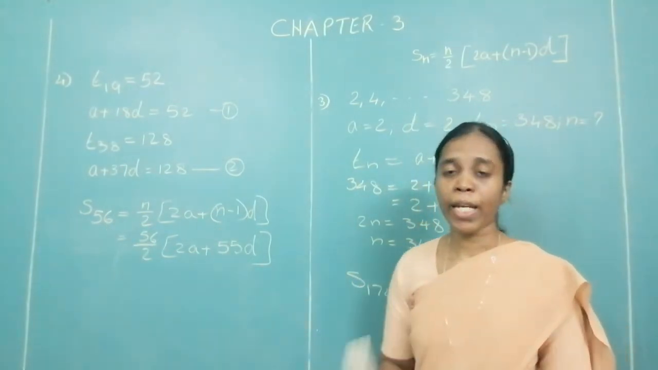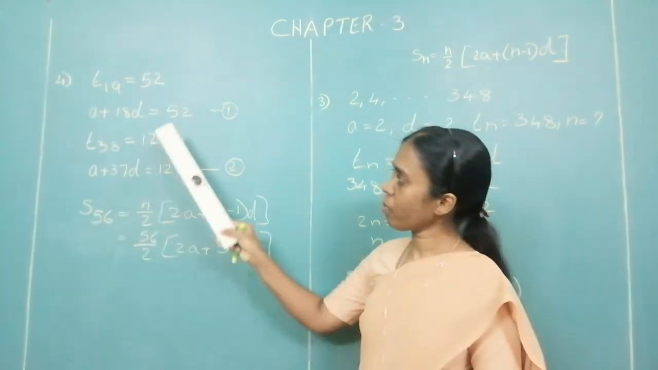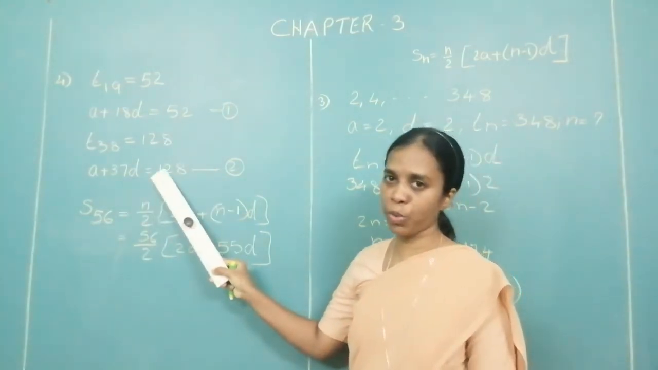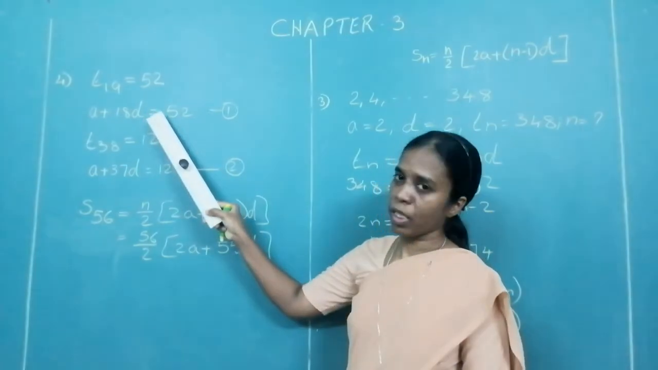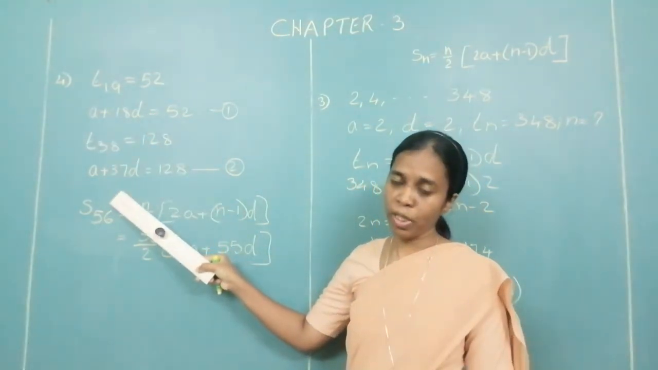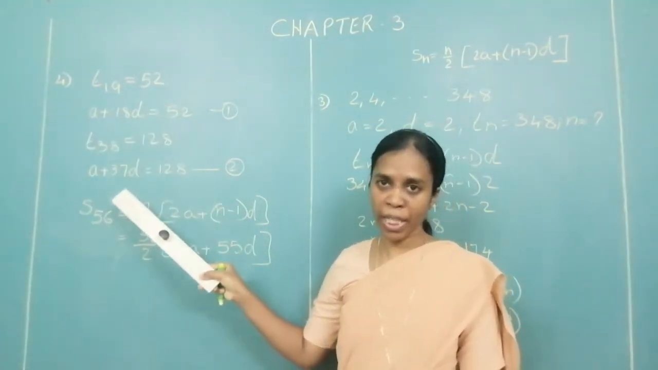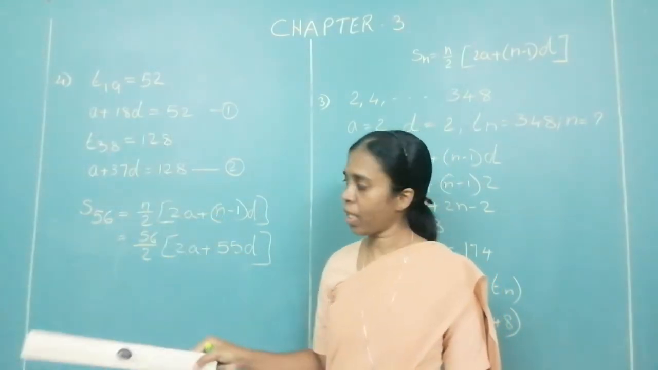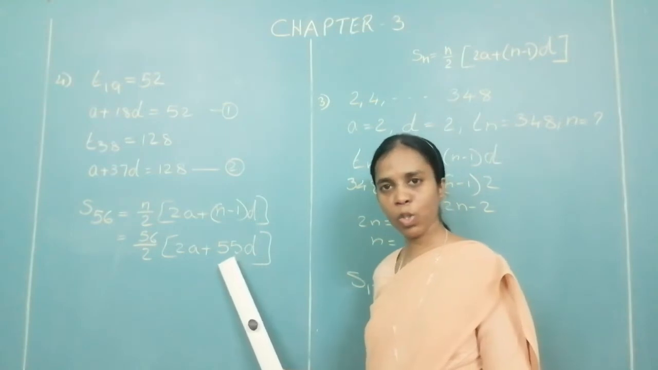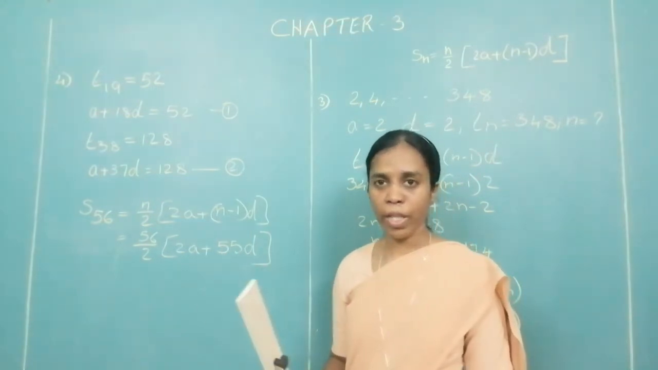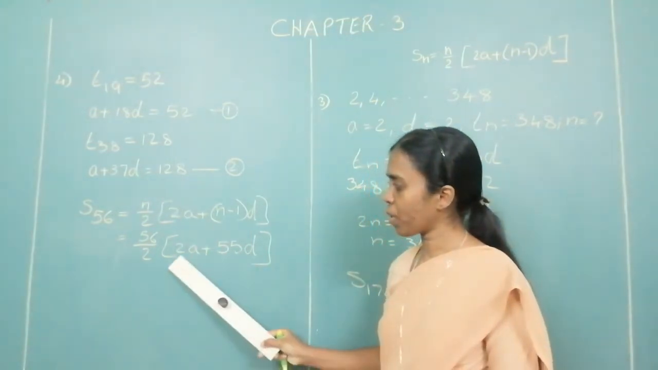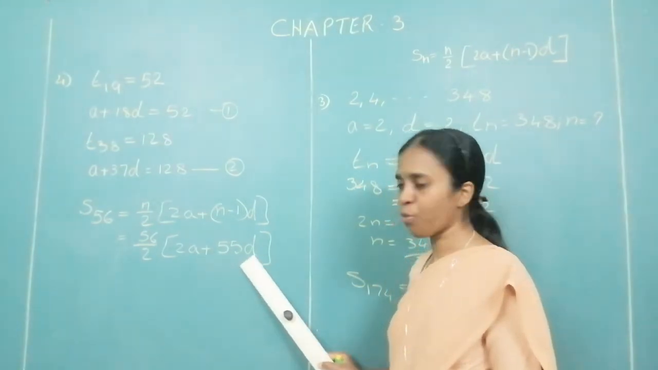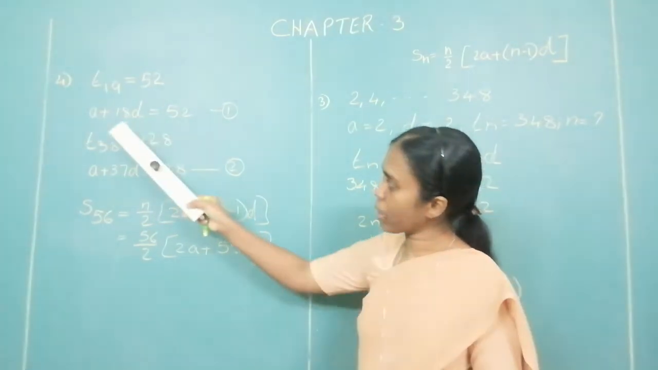Okay. Now, there are two ways you can solve it. Look at equation 1 and 2. You can subtract equation 1 from 2. Get the value of d. Substitute in this. Get the value of a. And then put it in this. Solve it. Otherwise, if you look at it, what do you have over here? 2a plus 55d. Look at this.